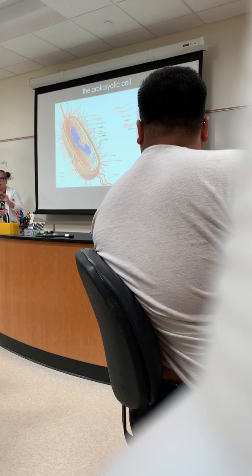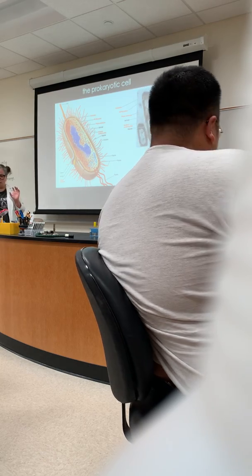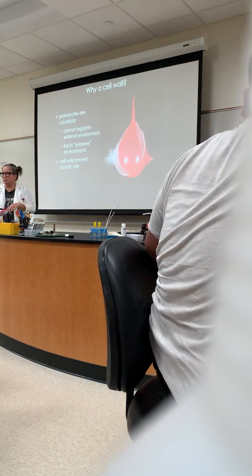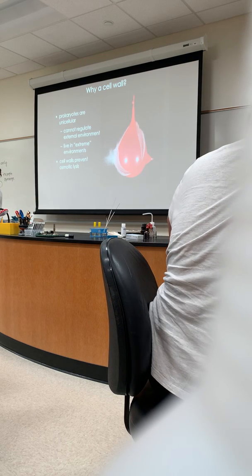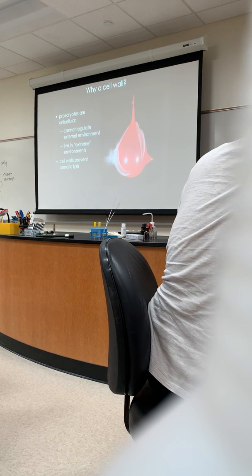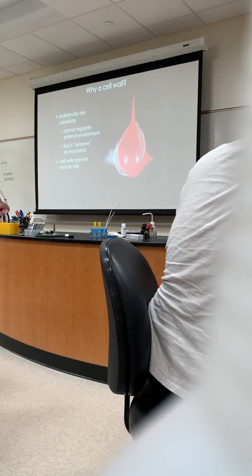So cell walls are always used to handle water wanting to rush in, right? What will happen if water rushes in? The cell will pop. So cell walls are rigid structures that prevent cells from popping because prokaryotes are all unicellular.